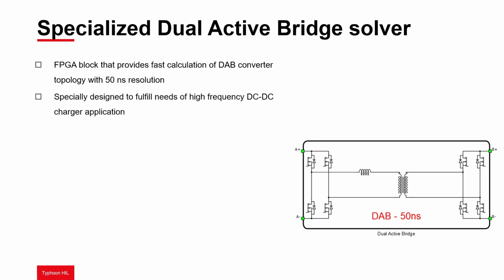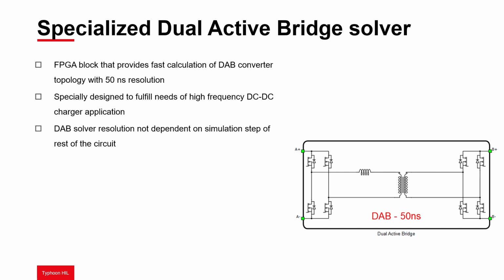Since the minimum simulation time step for currently available HIL devices is 200 nanoseconds, this specialized DC-DC converter solver operates independently from the rest of the circuit and provides simulation results at the specified simulation time step of the model settings box. This component acts as a current source inside the circuit.